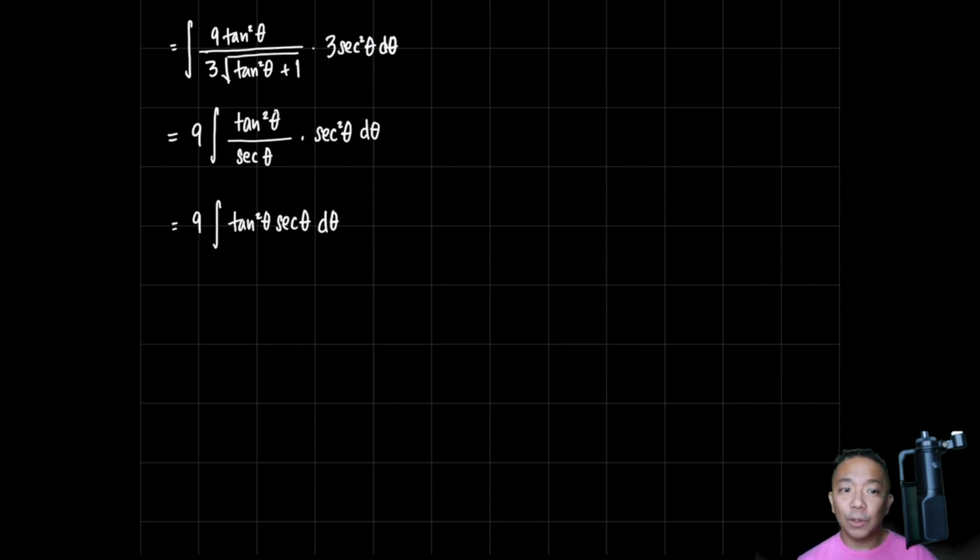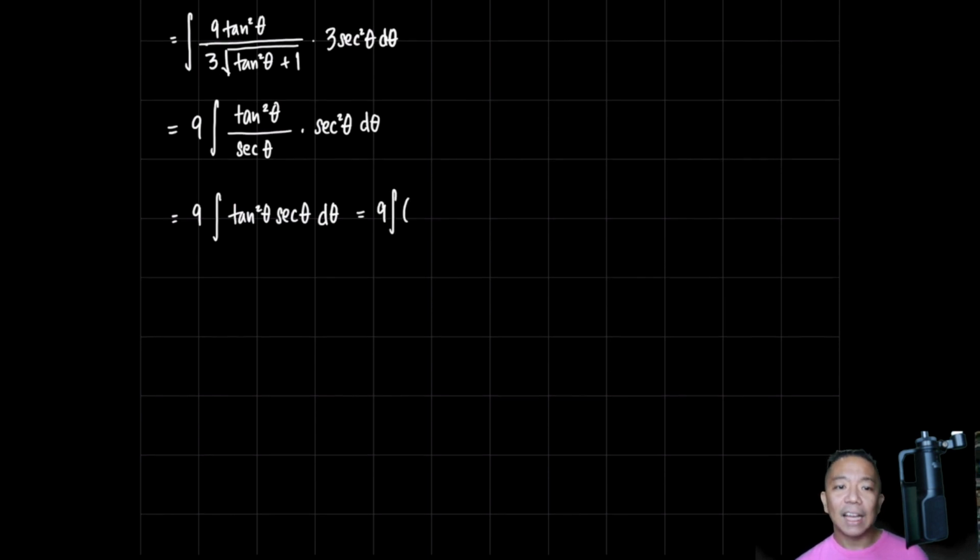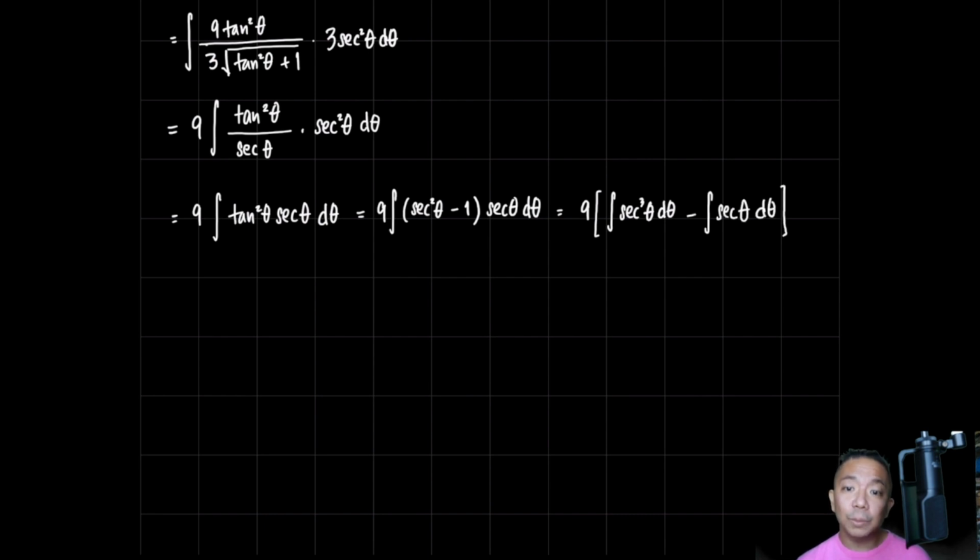So para ma-solve natin siya, gagamit tayo ng Pythagorean identities. We'll convert everything to secant. So we'll rewrite it as 9 times the integral of secant squared theta minus 1 times secant theta. Then we distribute yung secant theta dun sa dalawang terms. So this is equal to 9 times the integral of secant cube theta minus the integral of secant theta.